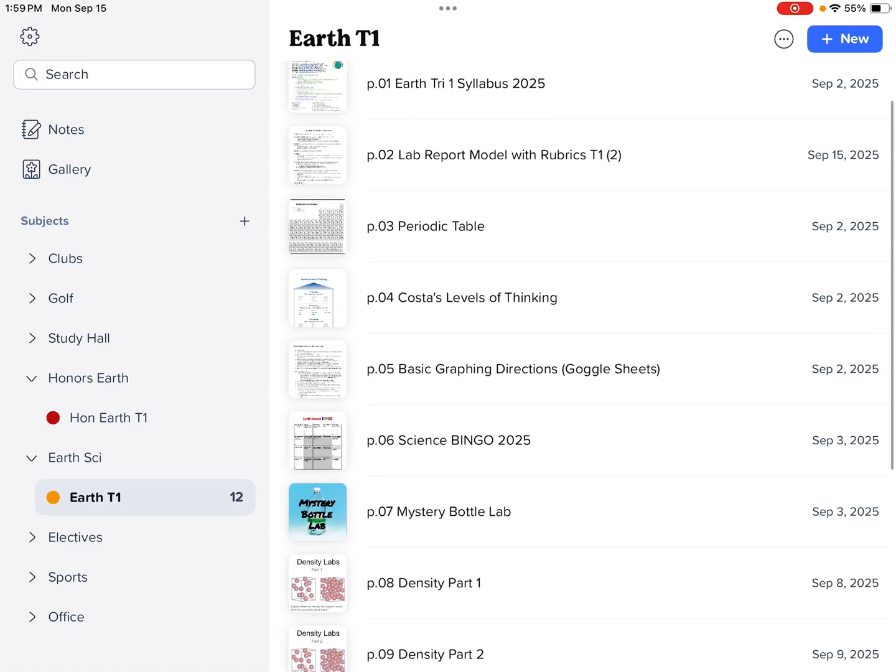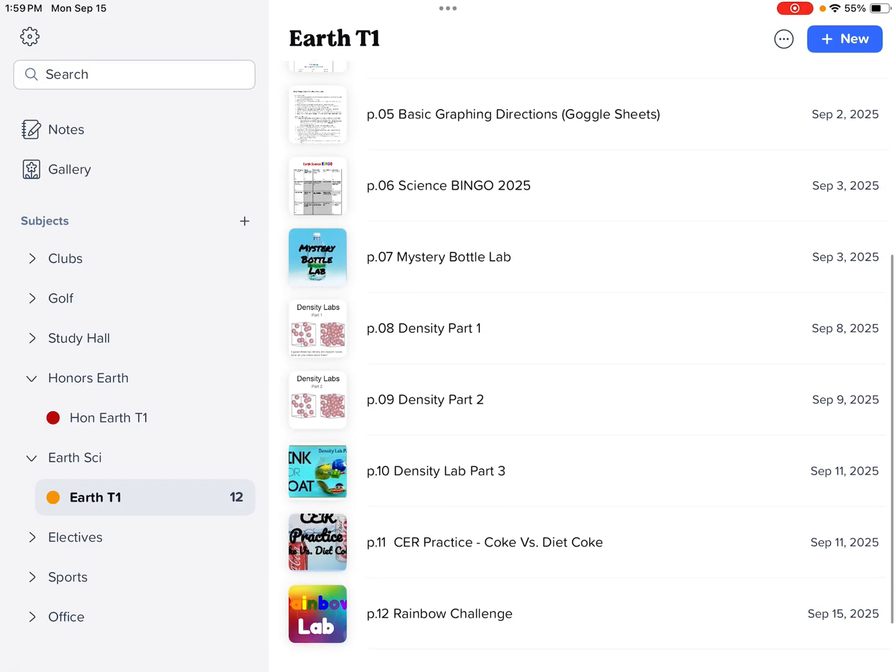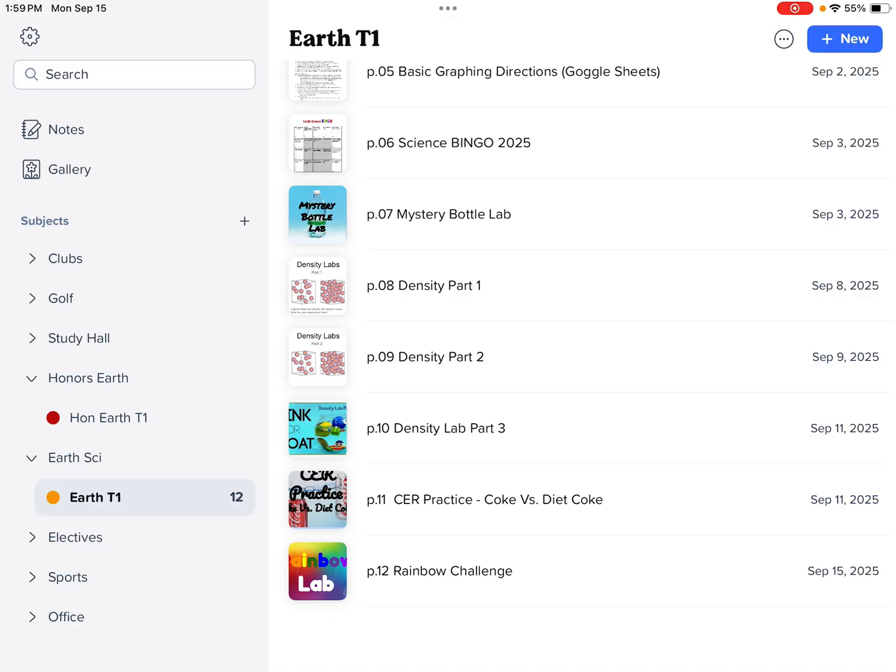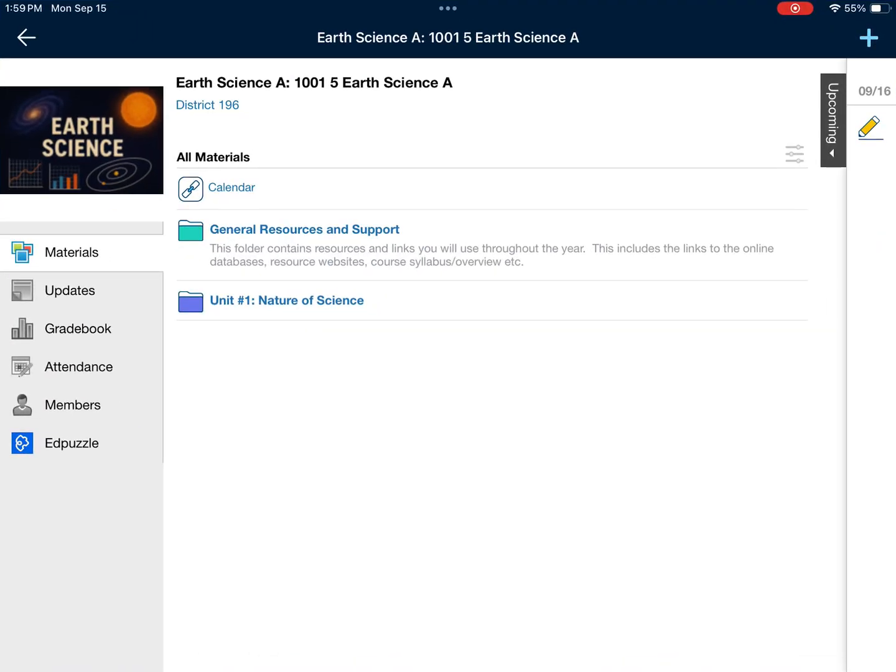You can see this is my Earth Science folder. Notice I have all 12 pages so far. We need to go get page 13, and we could probably get 14 too while we're there. So let's go into Schoology. Let's see if it's there.